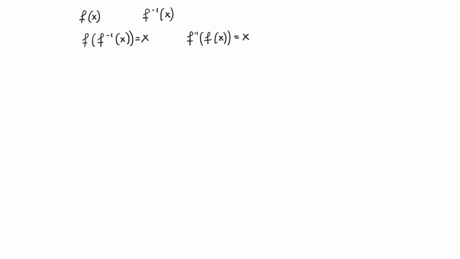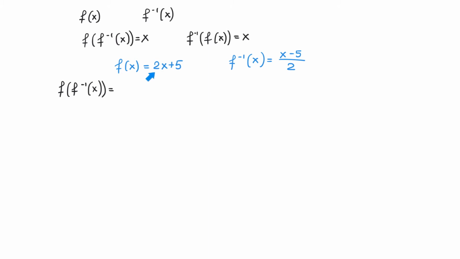Let's use the examples we had above to see if we perform the composition, we will get x in each case. The first function, f of x, was 2x plus 5, and the second function, which is the inverse of the first one, is x minus 5 over 2. First, let's perform f of f inverse of x. What we see here is that f is the main function and f inverse is the domain of f.